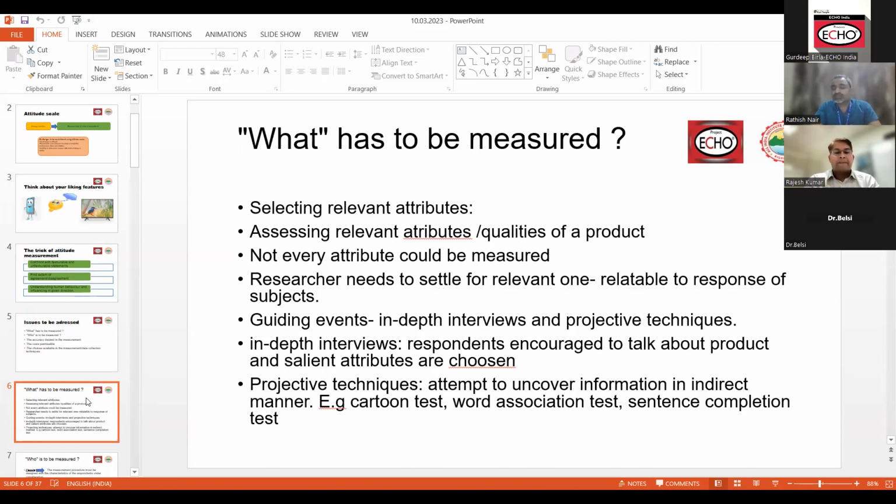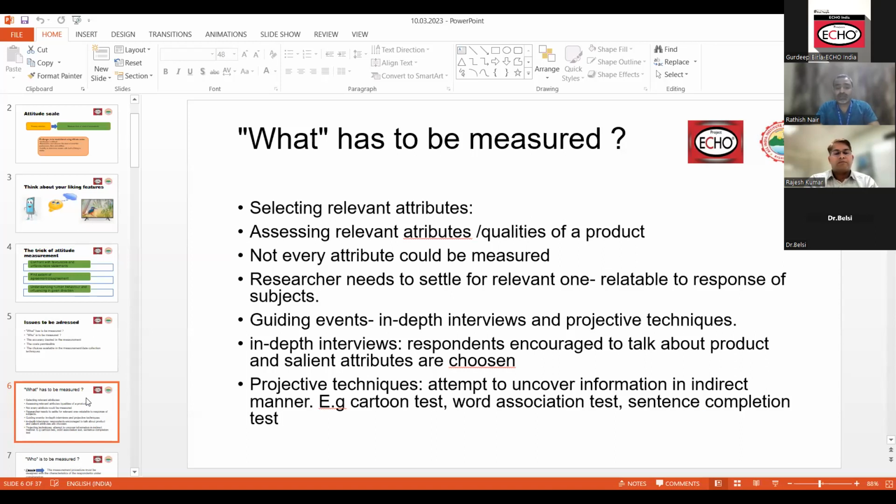In case of in-depth interviews, those who are associated with qualitative research will know how complex that process is. In in-depth interviews, respondents are encouraged to talk about the product and salient attributes are chosen. Projective techniques attempt to uncover information in an indirect manner, for example, the cartoon test, word association test, and sentence completion test.